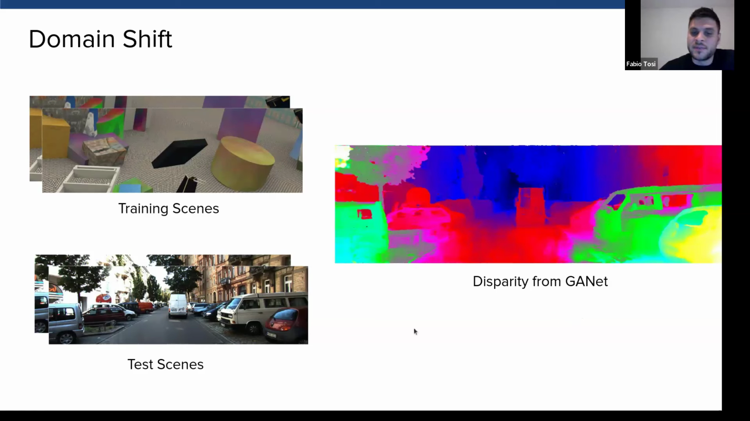And we can notice that if we train this network on the synthetic data and then we apply this network directly on the KITTI dataset, we can notice a huge drop in performance for the disparity estimation. As you can see here in the disparity, most of the estimated disparities are totally wrong. You can notice it from the road, from the cars, and the other regions of the environment. So this is a clear example of the domain shift.